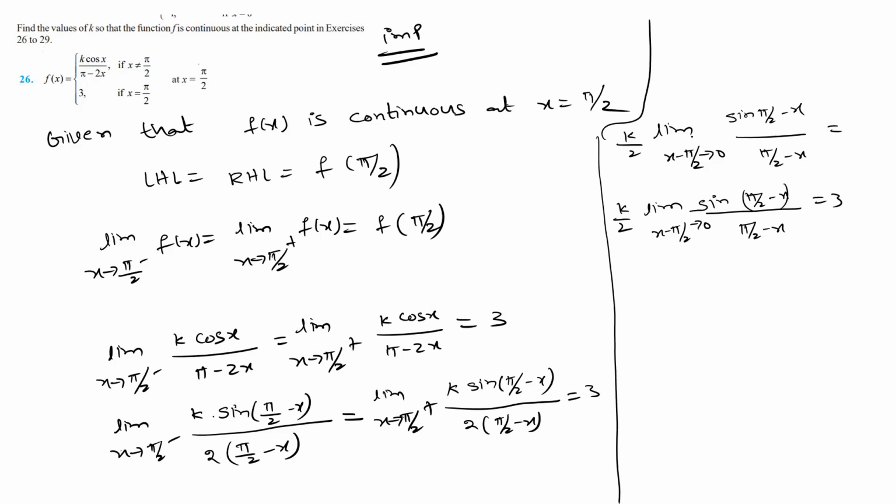We know this value: limit x tends to 0 of sin x by x is equal to 1. So k by 2 into 1 is equal to 3, and here also k by 2 into 1 is equal to 3. Take any two values. So k by 2 is equal to 3, so k is equal to 6 is the answer here. The value of k is equal to 6.